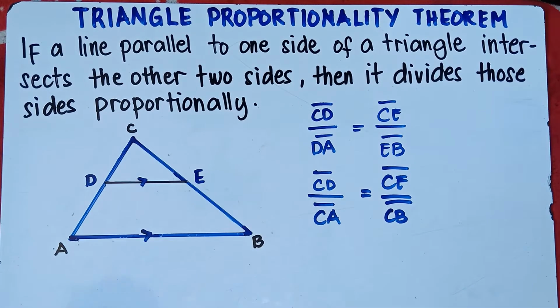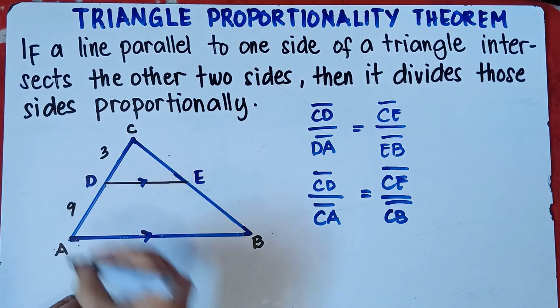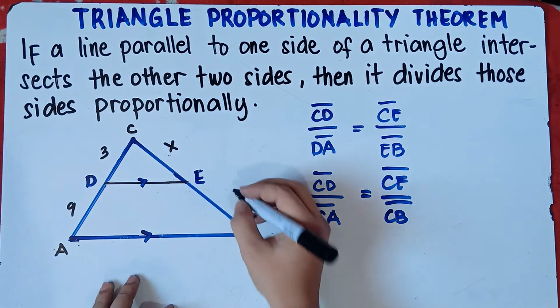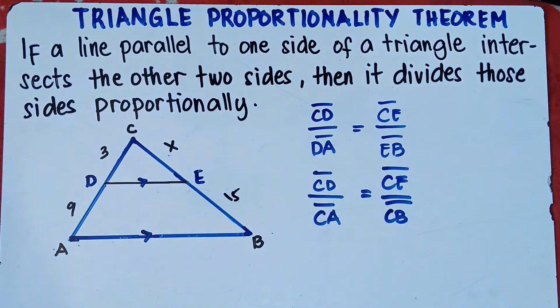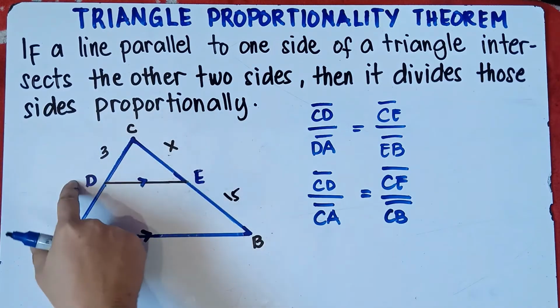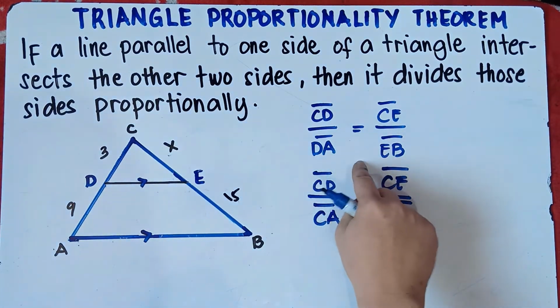What if CD is 3 and DA is 9, and then CE is X? You're told to find X, and EB is 15. So how will you find X? To find X, we can use this equation: CD over DA is equal to CE over EB. So let's have this one to find X.